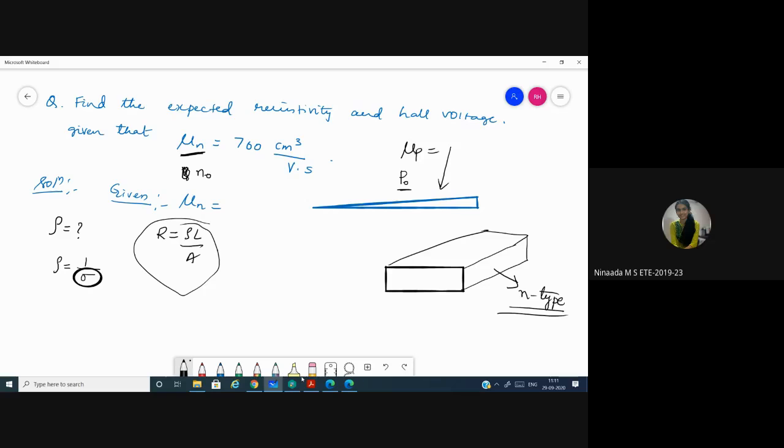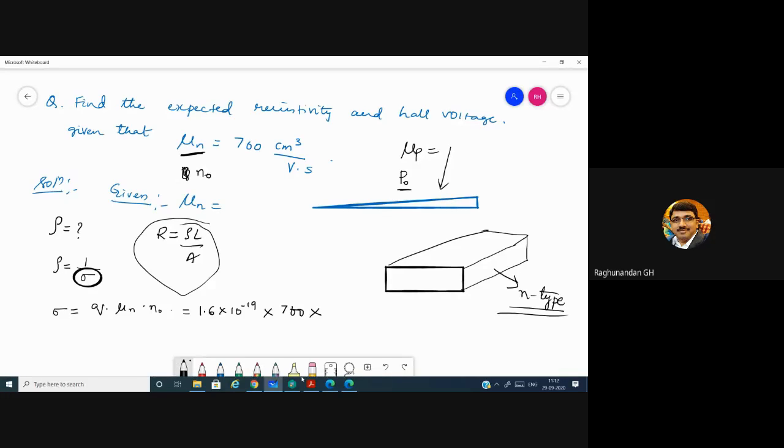Sigma is conductivity. Resistivity is inversely proportional to the conductivity. So the conductivity equation, we know, is sigma equals Q into mu n into n naught. This is the equation for conductivity we are having. So what is the value of Q? 1.6 into 10 to the power of minus 19. Mu n is given. Write it down, 700.